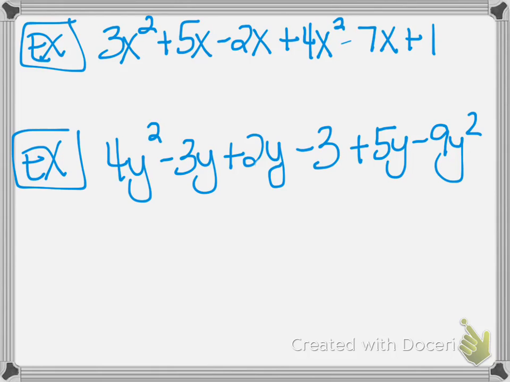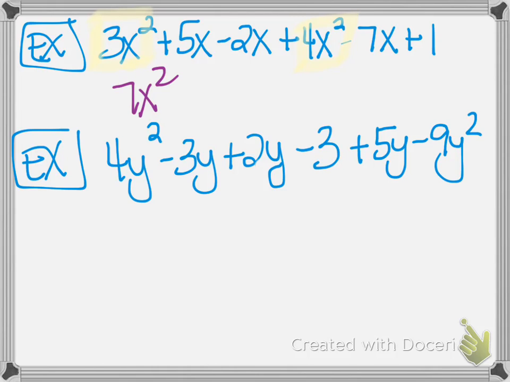Here's our first example. Now notice there's no parentheses, everything's just being added all the way across. So as I look, I'm going to start by looking for these x squareds. So I see a 3x squared and a 4x squared. So all I have to do is add those together, and they add up to be 7x squared.